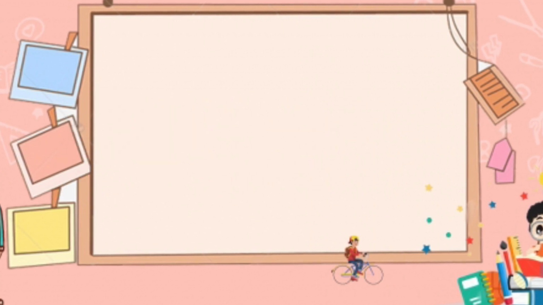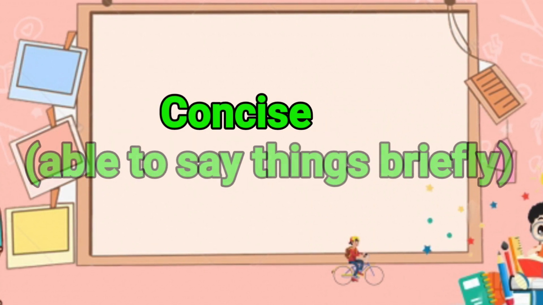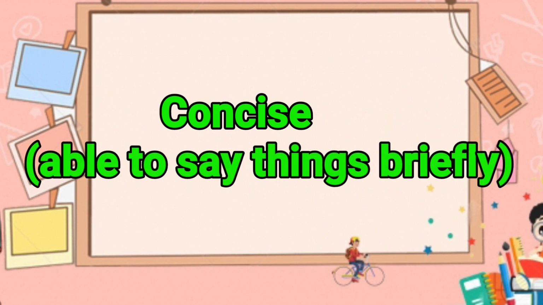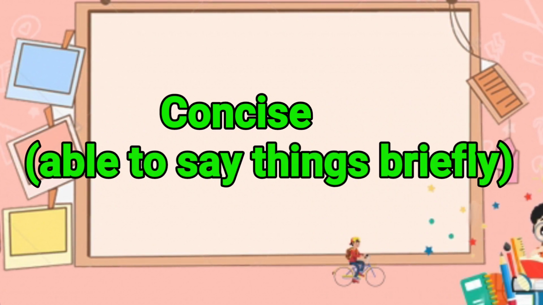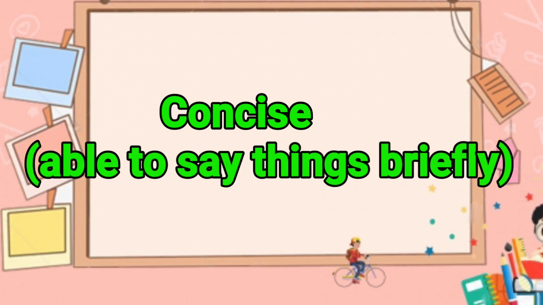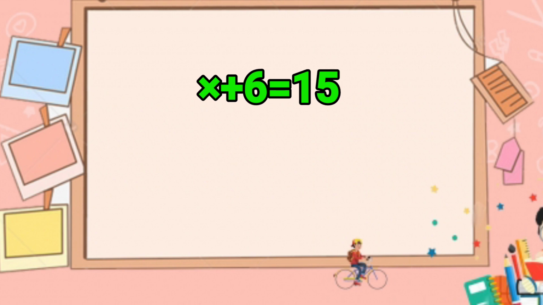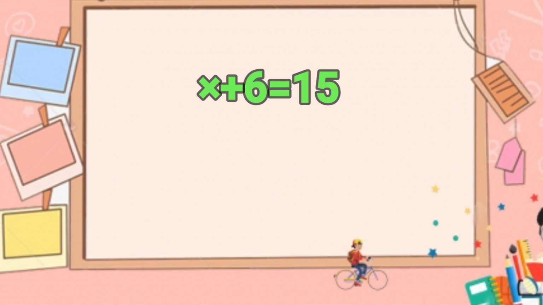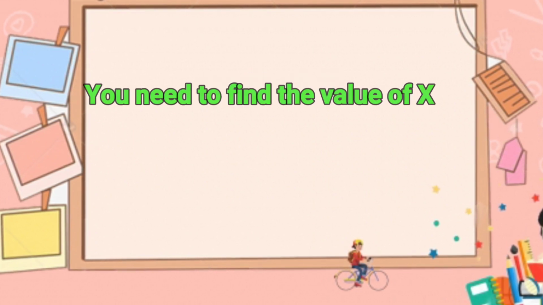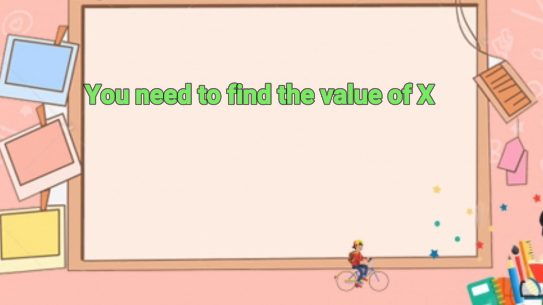So, the next one is concise. From the words say things briefly, kaya niyang paikliin ang mga bagay-bagay without having to explain in detail. So, for example, kanina, instead of saying that, you can just say x + 6 = 15 and you can immediately see na kailangan mong hanapin si x. So, palagi lang natin tatandaan na sa concise, no lengthy explanation needed. Okay, so let's proceed to the last part.